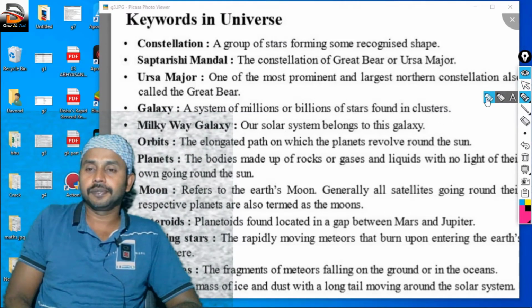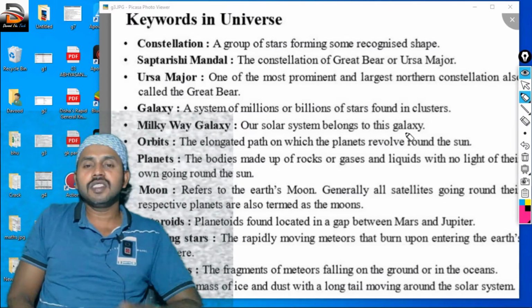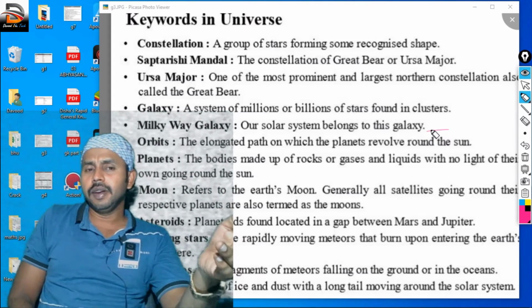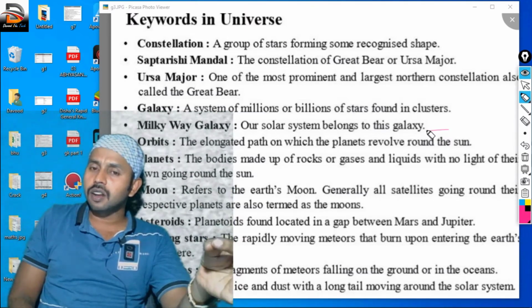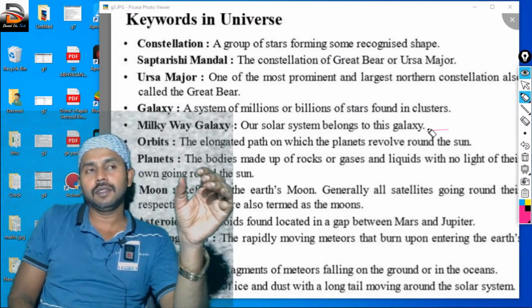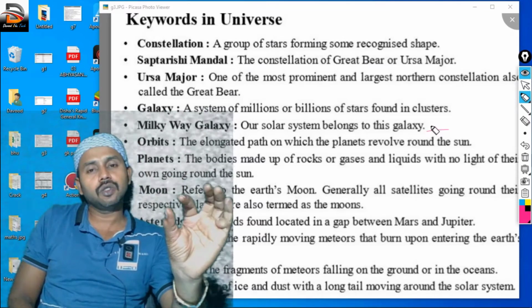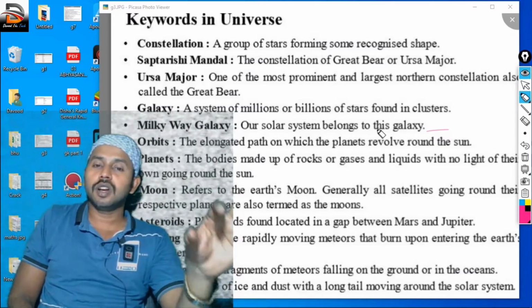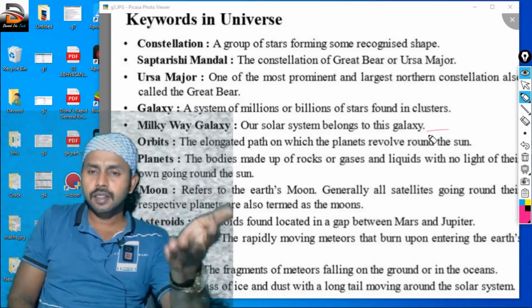Next topic is Milky Way. Our solar system belongs to the galaxy. So Milky Way means our solar system also belongs to the galaxy. Our sun is also one type of star. That's why we take it as the Milky Way. Our solar system belongs to that galaxy only.